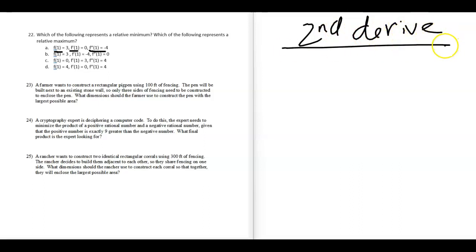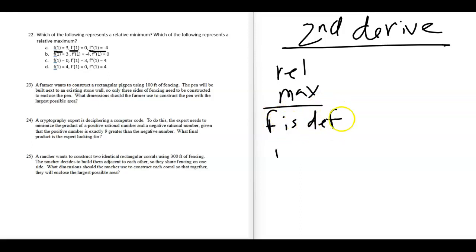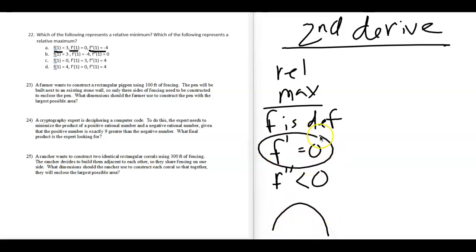According to the second derivative test, we have a relative max when the following occurs. F is defined, so in other words, there is a point there. F prime equals 0, and F double prime is less than 0. Let's interpret this. F double prime less than 0 means the graph is concave down. F prime equals 0 means we are at the top of that curve, which makes it a max, but only if the point is actually there, which is a solid dot.